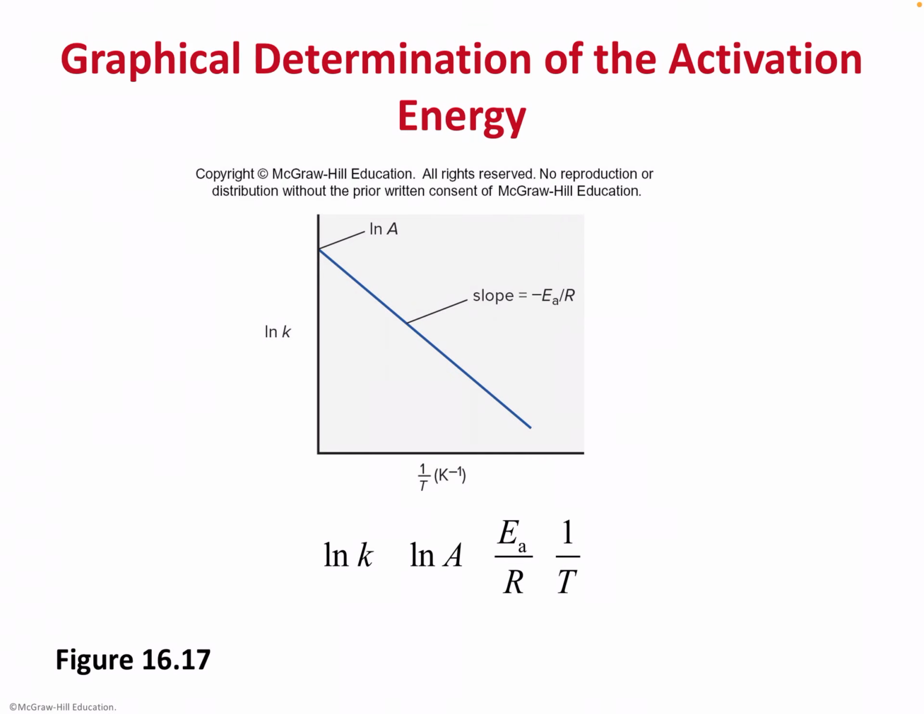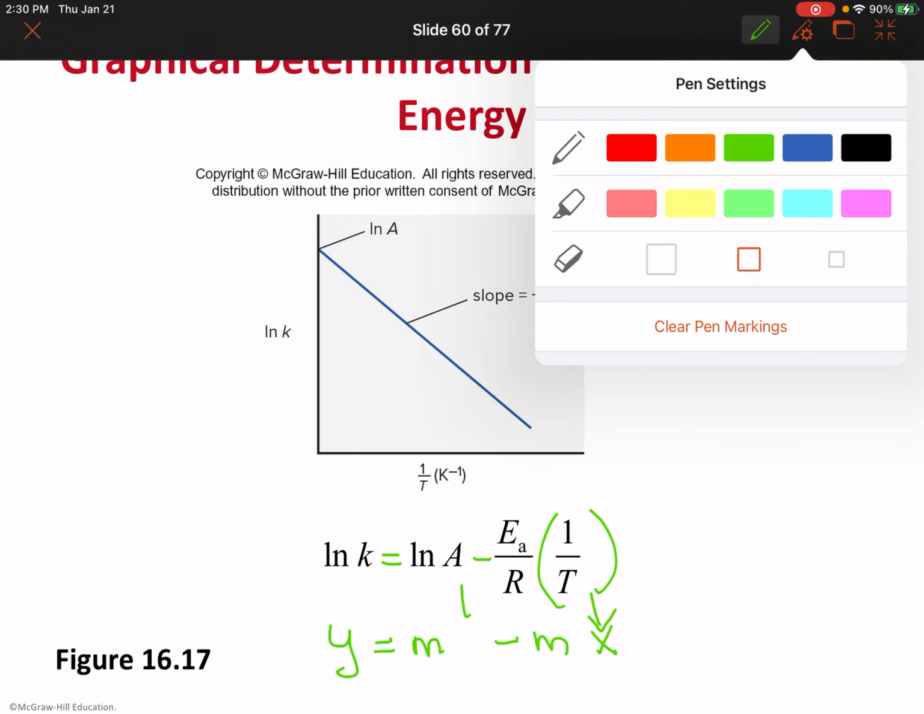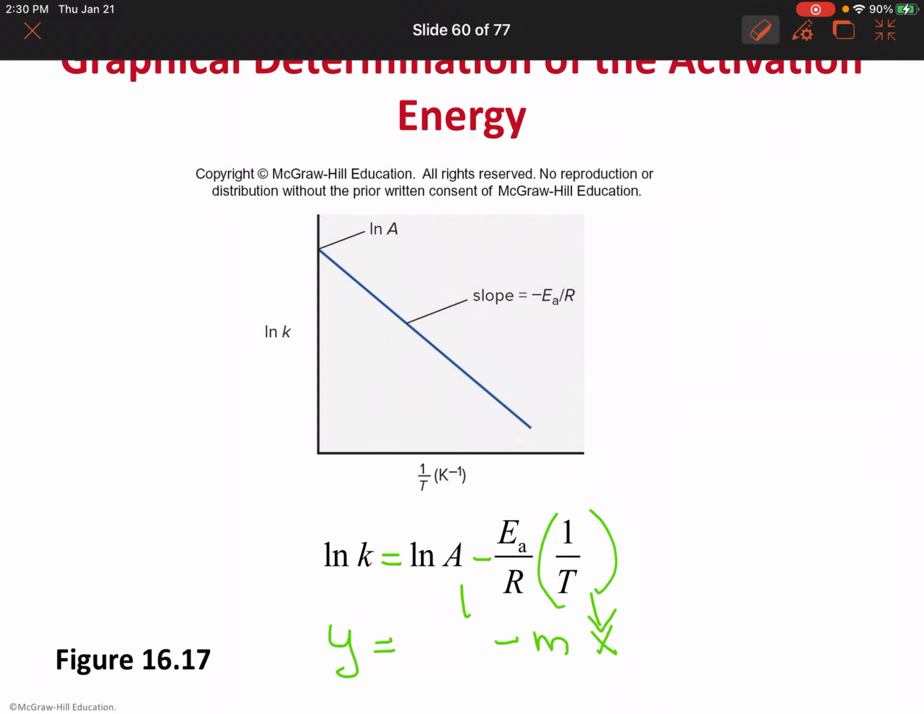Now this is a graphical form, the straight line. So ln k equals ln A minus Ea over R times 1 over T. So this ln k is the y-axis. ln k versus 1 over T. y equals mx plus c, where the slope is negative Ea over R, 1 over T is going to be your x-axis, and ln A is going to be your intercept, C.